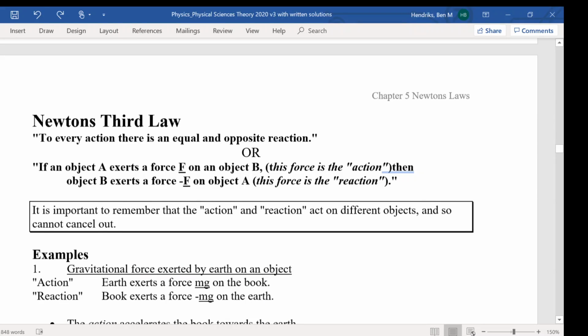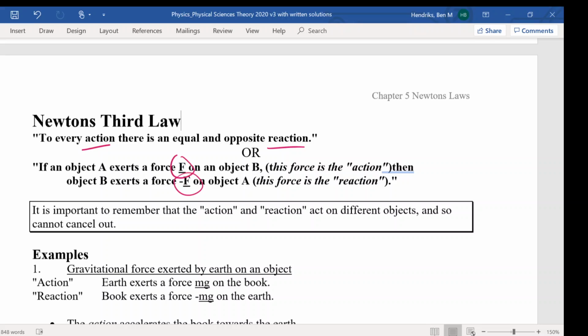Okay, so now we're looking at Newton's third law. To every action, there is an equal and opposite reaction. Or, if an object A exerts a force F on object B, then object B exerts a force of negative F on object A. So the forces have just switched. There's an action force, A on B, and then the reaction force is B on A.